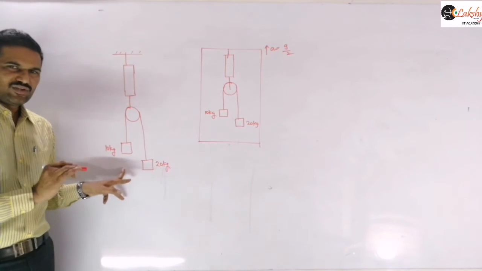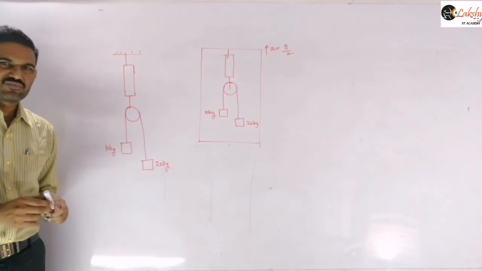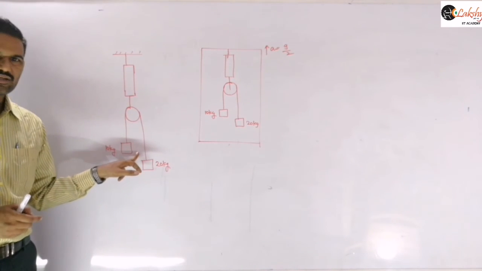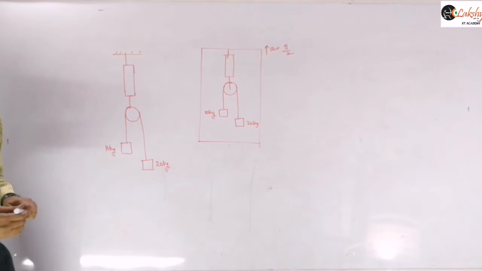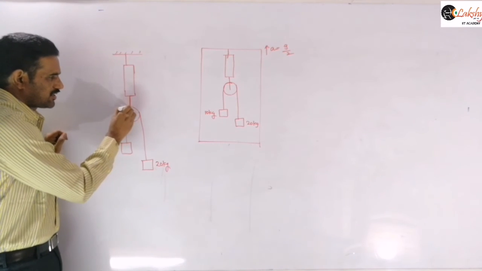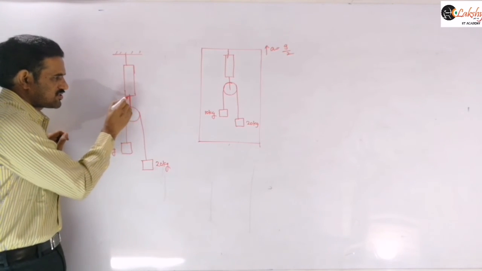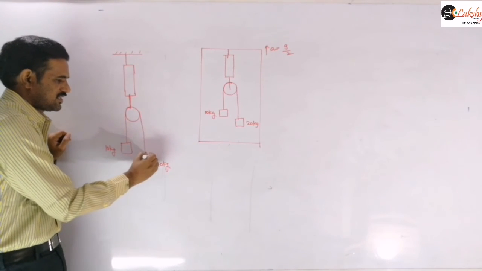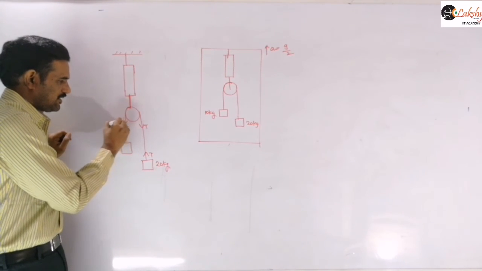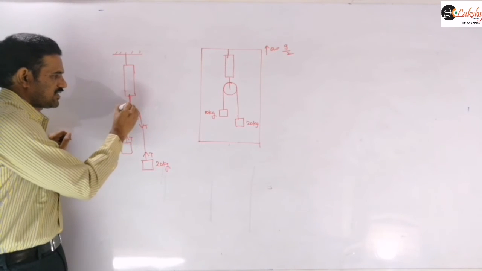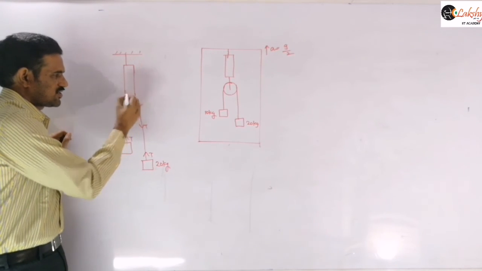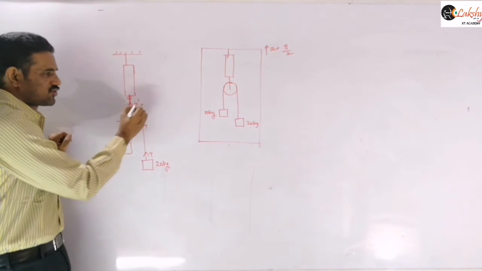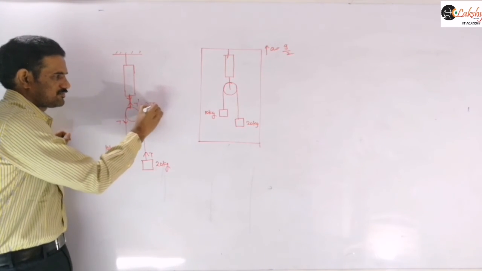First of all, let us think about what we need to find here. What is the reading of the spring balance? Is it the tension in the string? The reading of the spring balance is the tension in the string which is connected to the spring balance. Suppose you take the tension in this string as T, and T dash is the tension in the string connecting this pulley and the spring balance. So that tension you can write as 2T.